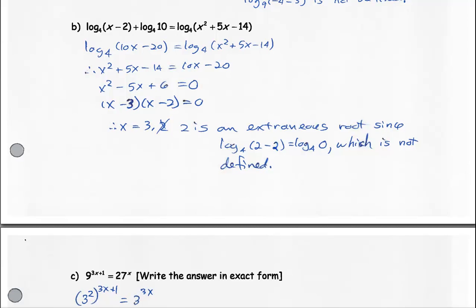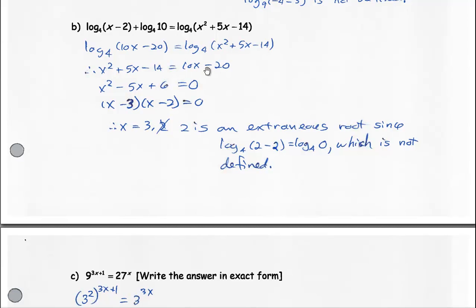The logs don't divide out. Like you shouldn't be doing this. We're not actually dividing out the logs. Okay, so don't do that. That's not the correct thing to do at all. So we just drop the logarithms, because if these are equal and the log bases are the same, then this 10x minus 20 would equal the x squared plus 5x minus 14.